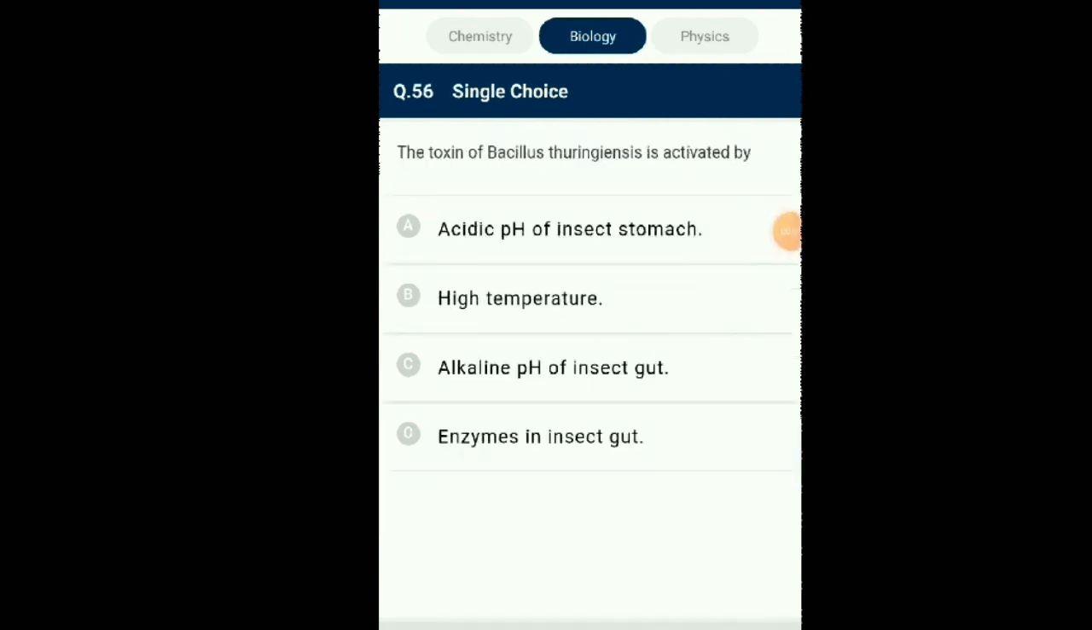Question number 56. The toxin of Bacillus thuringiensis is activated by. In Bacillus thuringiensis, Bt toxin is produced by the cry gene. It releases the toxin in an inactive state, but once it enters the insect gut, the alkaline pH of the gut activates the toxin. In cotton, Cry1Ac and Cry2Ab are effective against bollworm, while Cry1Ab is used to control corn borers. So the answer is option C. Alkaline pH of insect gut.